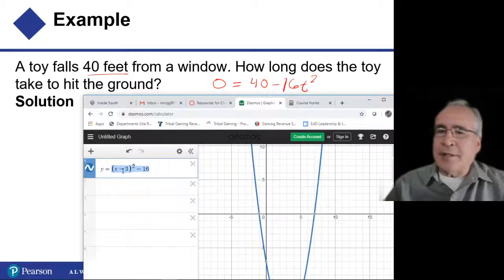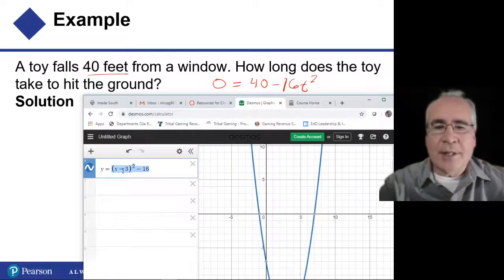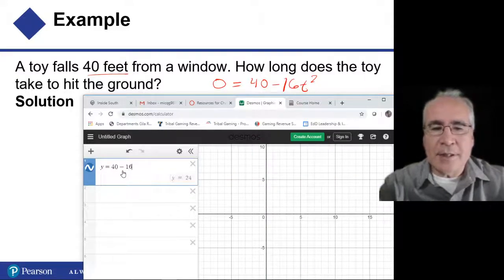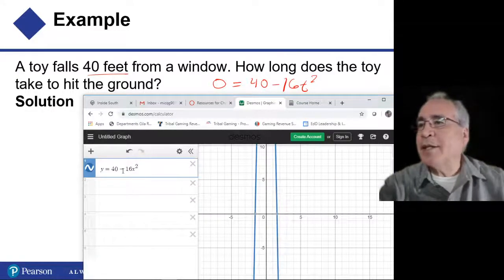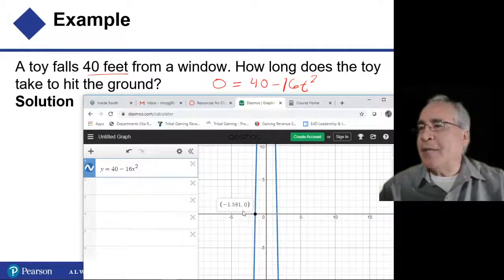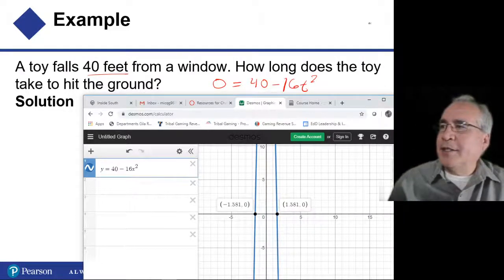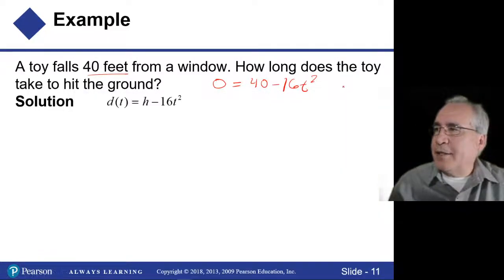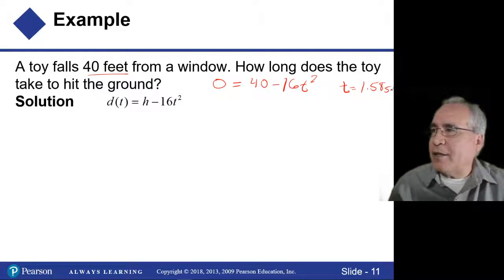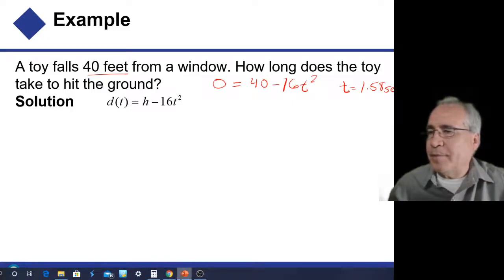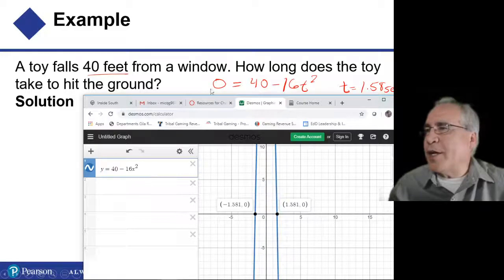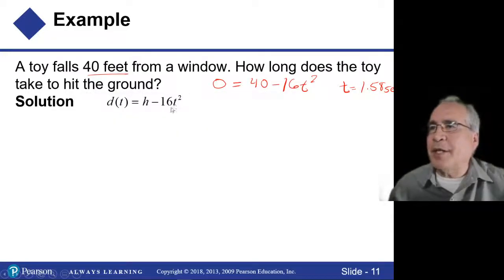We just come in here to our decimals and we do 40 minus 16 x squared. We get -1.581 seconds. Remember, t is in time. That doesn't make sense. That's before it was dropped. So this one, positive 1.581 seconds. So we could just say here, t equals 1.58 seconds. I think that was right. 1.581. But how accurate could we really be?